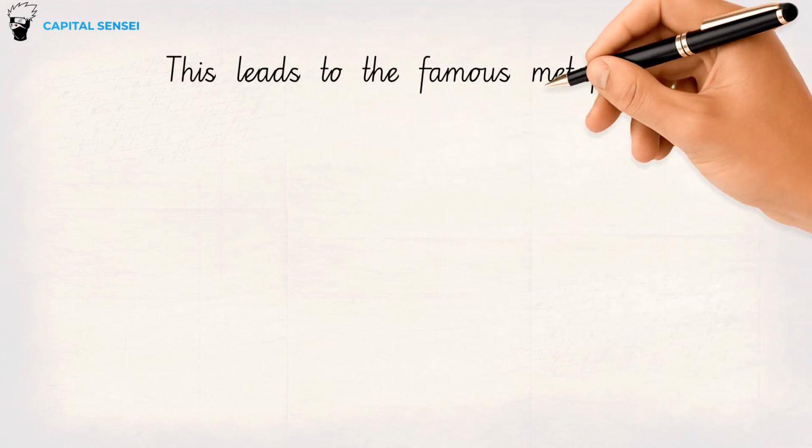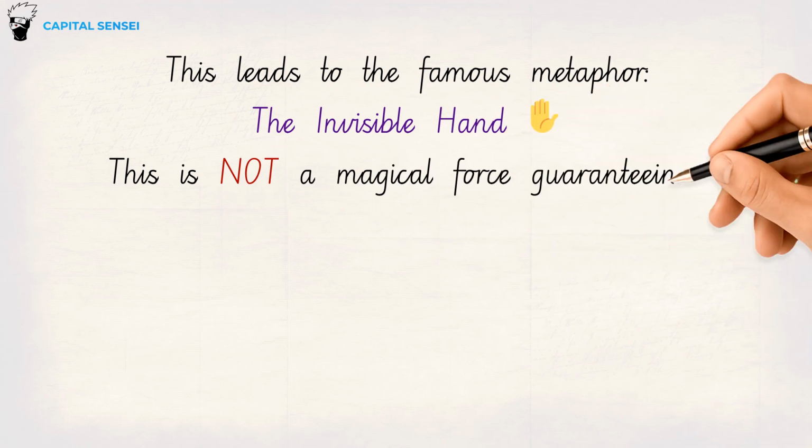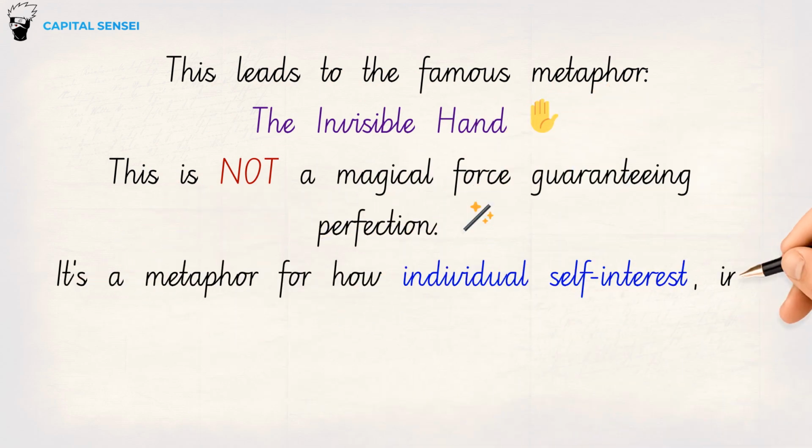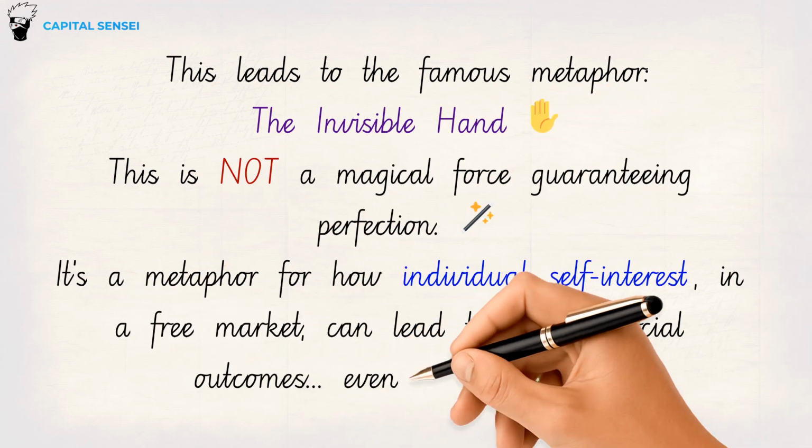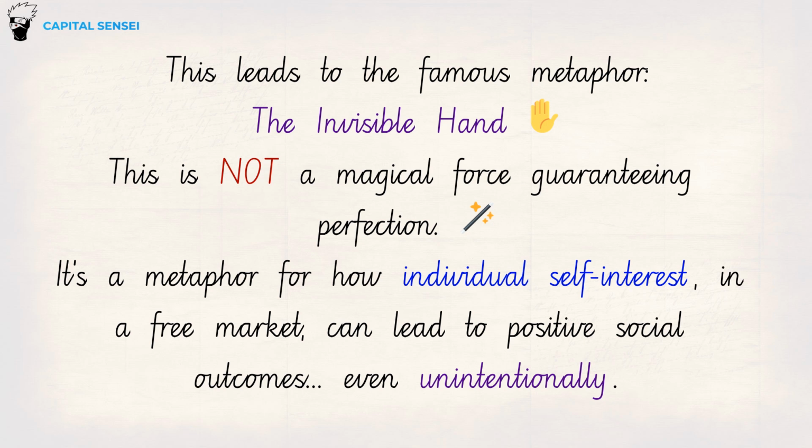This is where we get to his most famous metaphor: the invisible hand. Now, this is one of the most misunderstood concepts in all of economics. People think it's some kind of mystical, magical force that guarantees everything will be perfect. It's not. It's a metaphor for how individual self-interest, when channeled through a free and competitive market, can lead to positive outcomes for society as a whole, even if that's not what anyone intended.